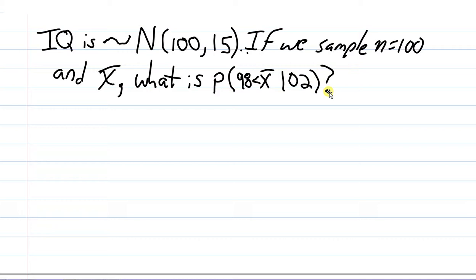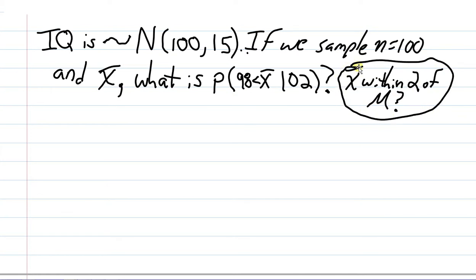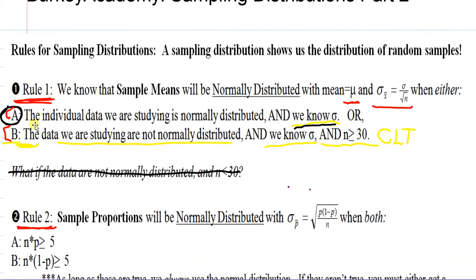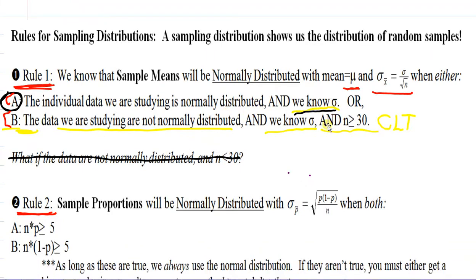Another way of asking this question would be to ask, what is the probability that our sample mean is within 2 of the truth, the population mean, right? So this is another way of phrasing that question. So how are we going to attack this problem? Well, the first thing you want to do is check to see that rule A or rule B applies. And rule A is going to apply here because IQ is normally distributed to begin with, and we know the population standard deviation is 15. So we're good to go.